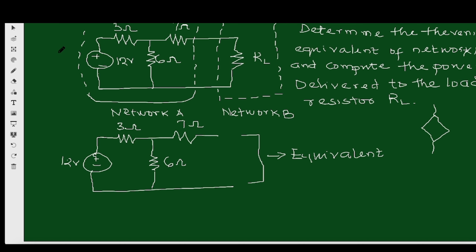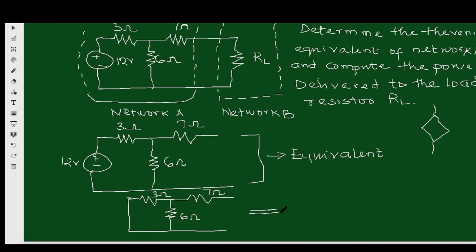So what do we do? Once you turn this off, remember, a voltage source you turn to a short circuit. If it is a current source, you open it, it turns to an open circuit. So what do we have? We have 3 ohms here, 7 ohms here, then we still have 6 ohms here, 7 ohms, and we have 3 ohms.